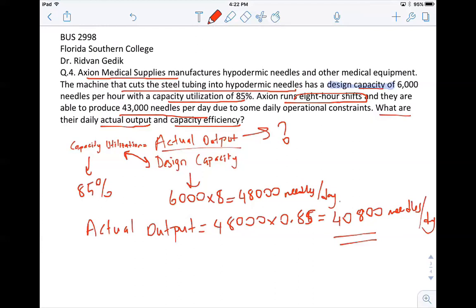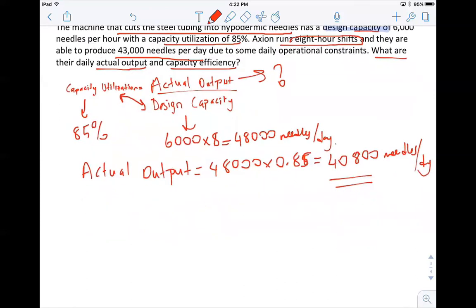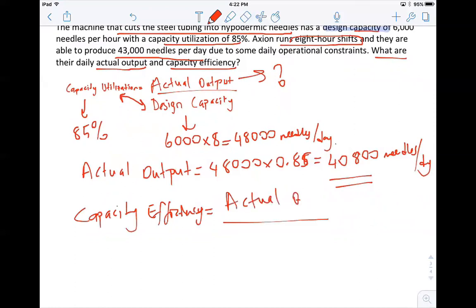The second part of the question is capacity efficiency. We do have a capacity efficiency formula, if you remember. Let's write it down. Capacity efficiency can be calculated by using actual output and dividing this number by effective capacity.